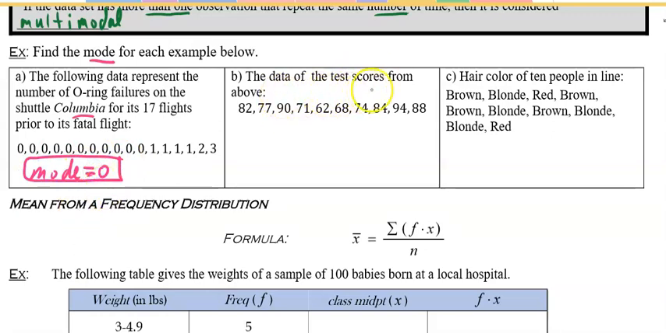How about here? The dataset of test scores from above. We have 82, 77, 90. Well, it seems nothing repeats. There is no mode.